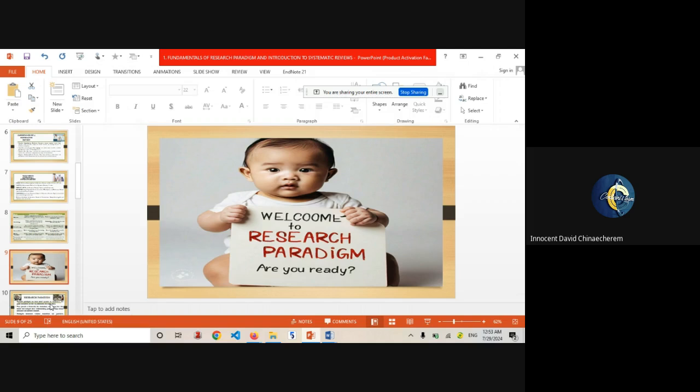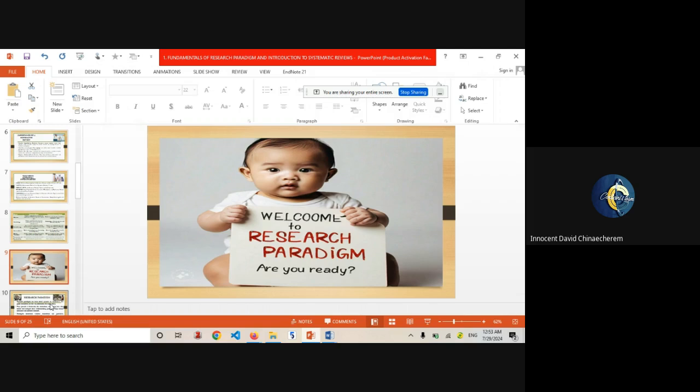So, in a jiffy, what is a research paradigm? It is simply defined as the set of beliefs. What do you believe? How do you view truth before you start your review? It's very simple, like this baby. What this baby is asking you is: where are you standing before you start your research?